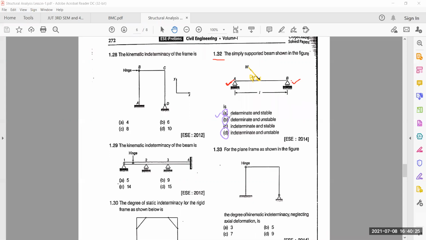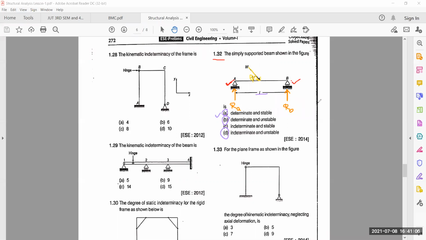So here you all see, as per the question figure, the number of unknowns is 2. Here you have a hinge, and also a roller, and another roller. So you only have two unknowns. This is RA, and this is RB.